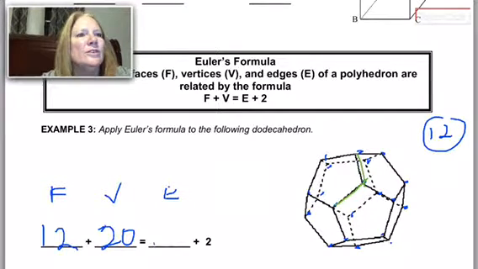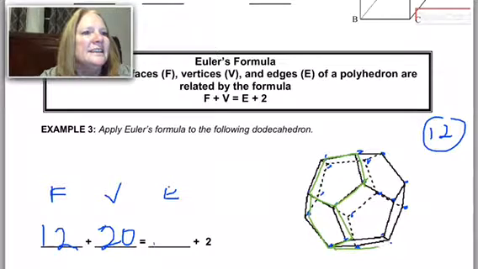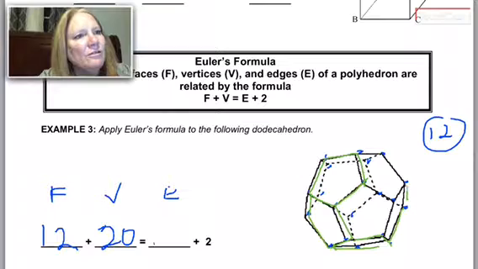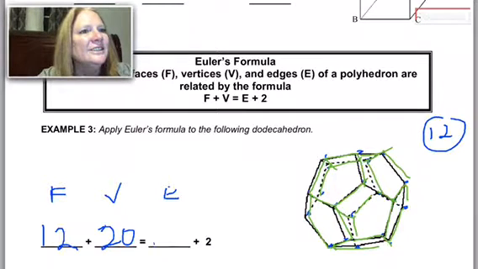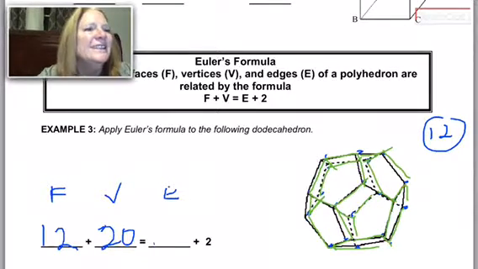1, 2, 3, 4, 5, 6, 7, 8, 9, 10, 11, 12, 13, 14, 15, 16, 17, 18, 19, 20, 21, 22, 23, 24, 25, 26, 27, 28, 29. There should be one more.